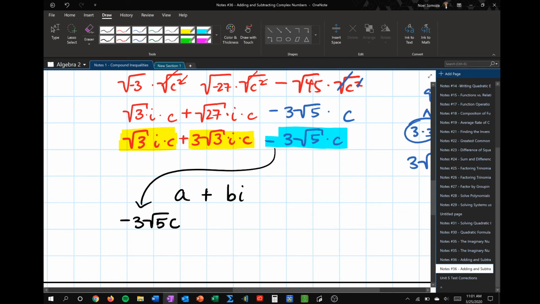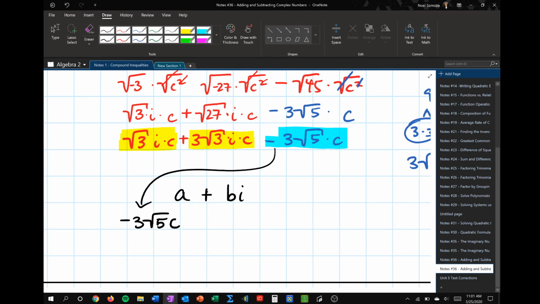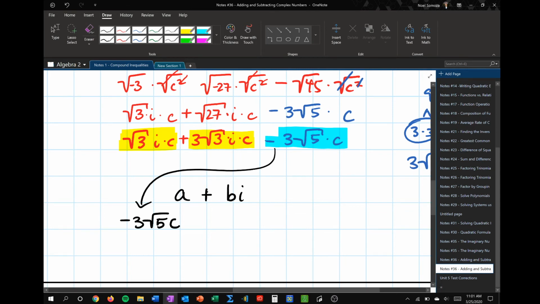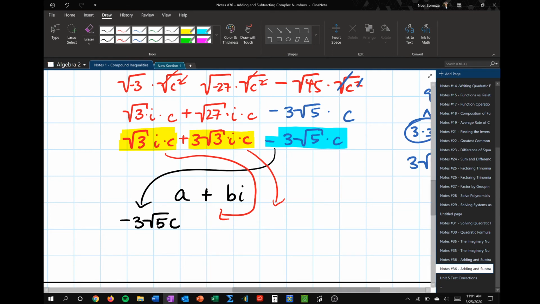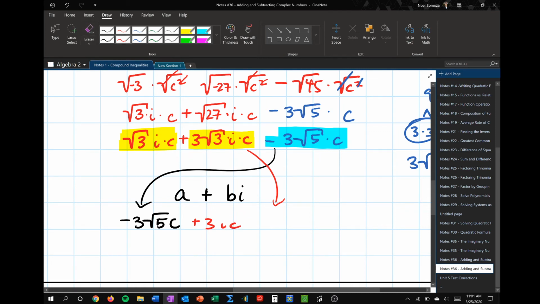c is just a variable that's tacked on, okay? So it's just a variable we have to deal with. So you bring it with you. Now we have the 2 imaginary numbers. We can combine them, okay? Or at least let's bring them over for now, and then we will combine them after. So we can bring over the positive root 3 ic. And then we have positive 3 root 3 ic.